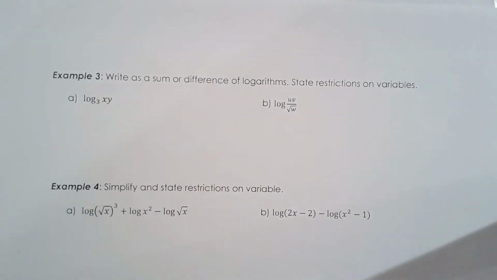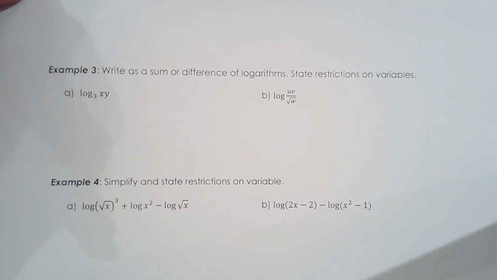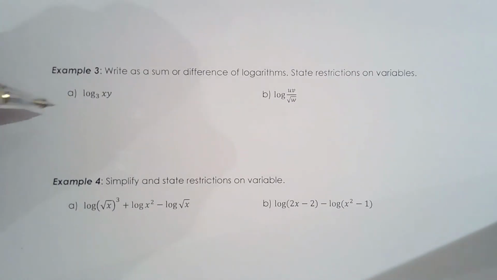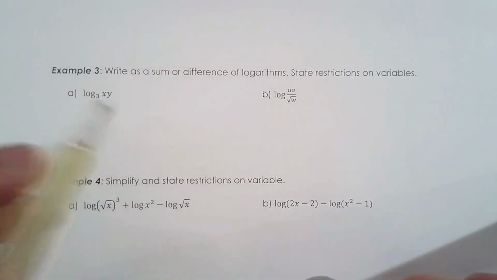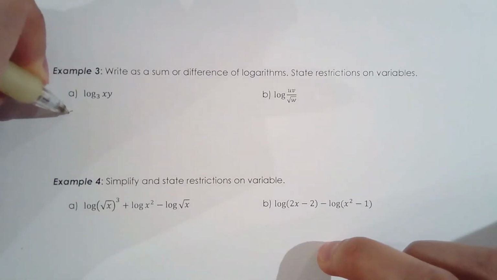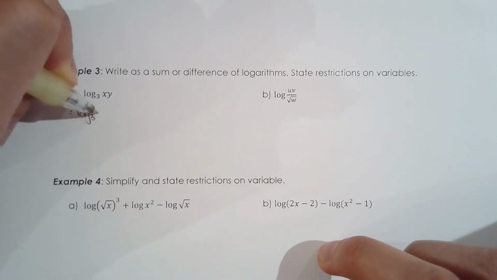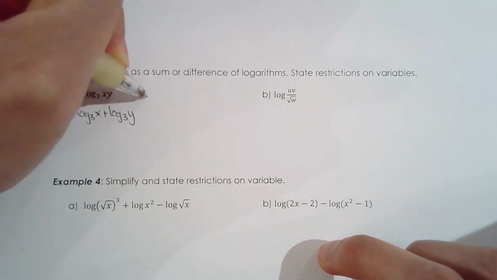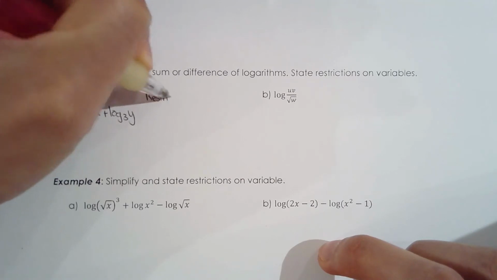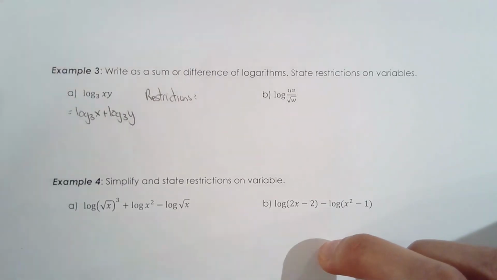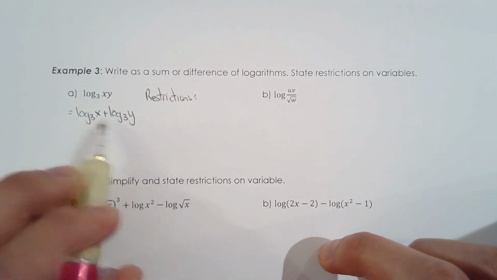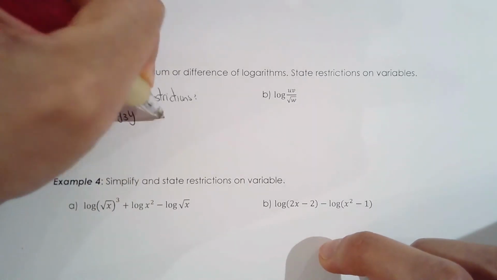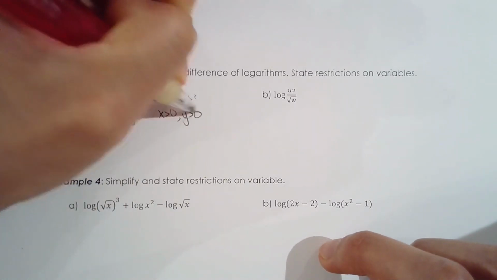Alright, now instead of expressing it as a single logarithm, you want to break it apart and express it as a sum or difference of logarithms. So this one here, log base 3 of x plus log base 3 of y. Restrictions. Now you can break it apart, but if you write it like this, x has to be greater than 0 and y has to be greater than 0.